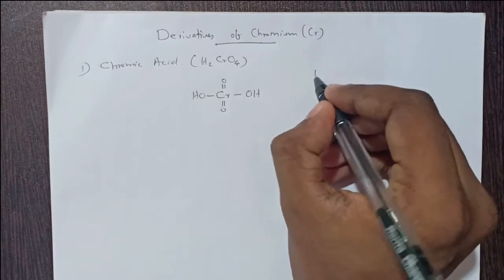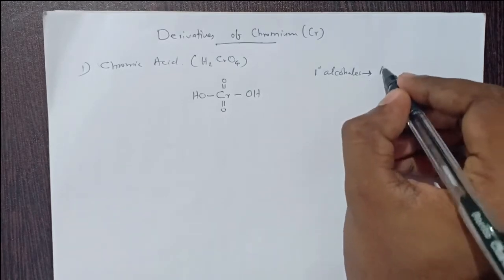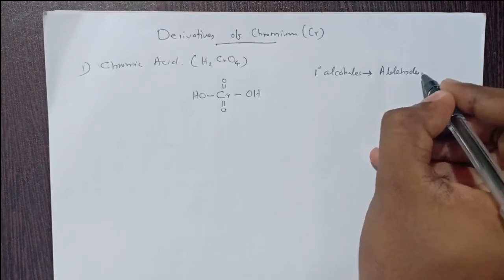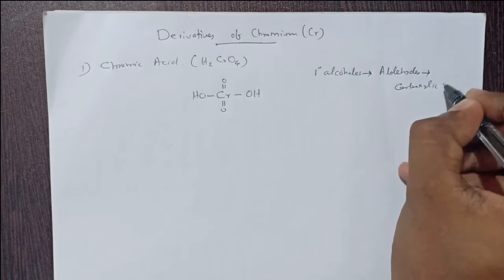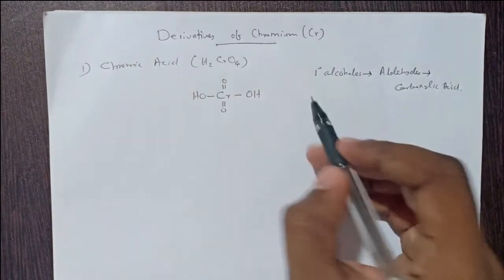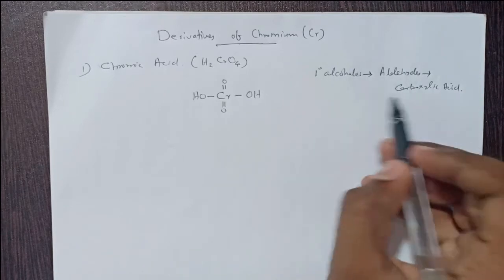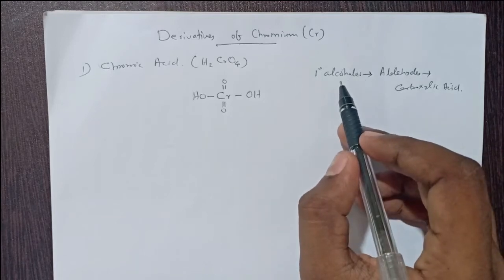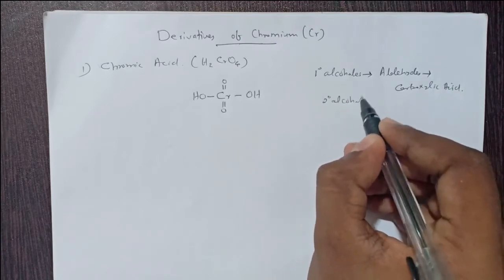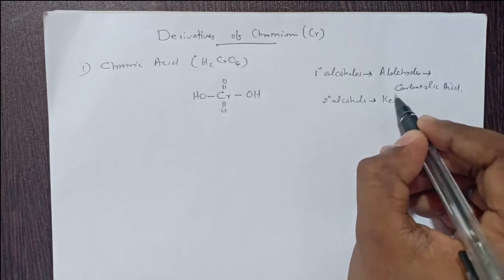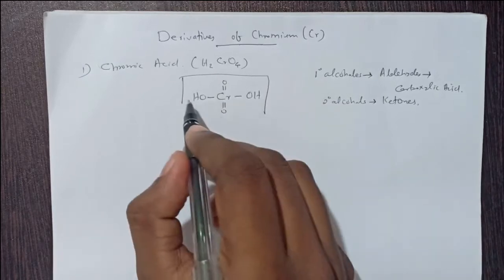Usually, we know that primary alcohols first oxidize to aldehydes, which are then further oxidized to carboxylic acids. So in this case, firstly primary alcohols go to aldehydes, then to carboxylic acids. This reagent is sufficient to oxidize the primary alcohol to carboxylic acids. Then a secondary alcohol is oxidized to ketones. So this is our reagent, that is chromic acid.